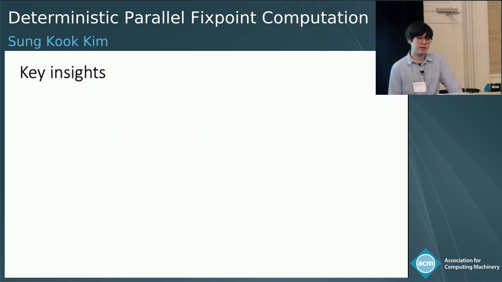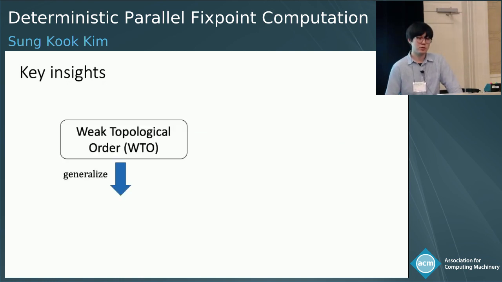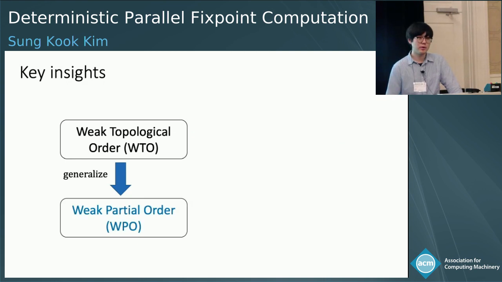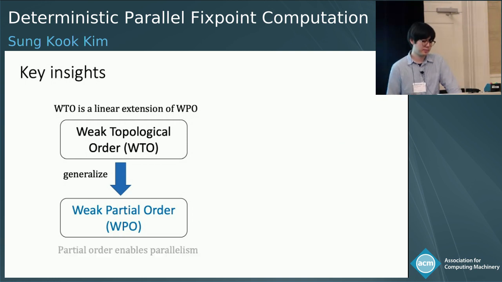These are the key insights of our approach. We took weak topological order and generalized it to a weak partial order. In particular, WTO is a linear extension of a weak partial order. And the partial order in the WPO allows you to do parallel abstract interpretation.